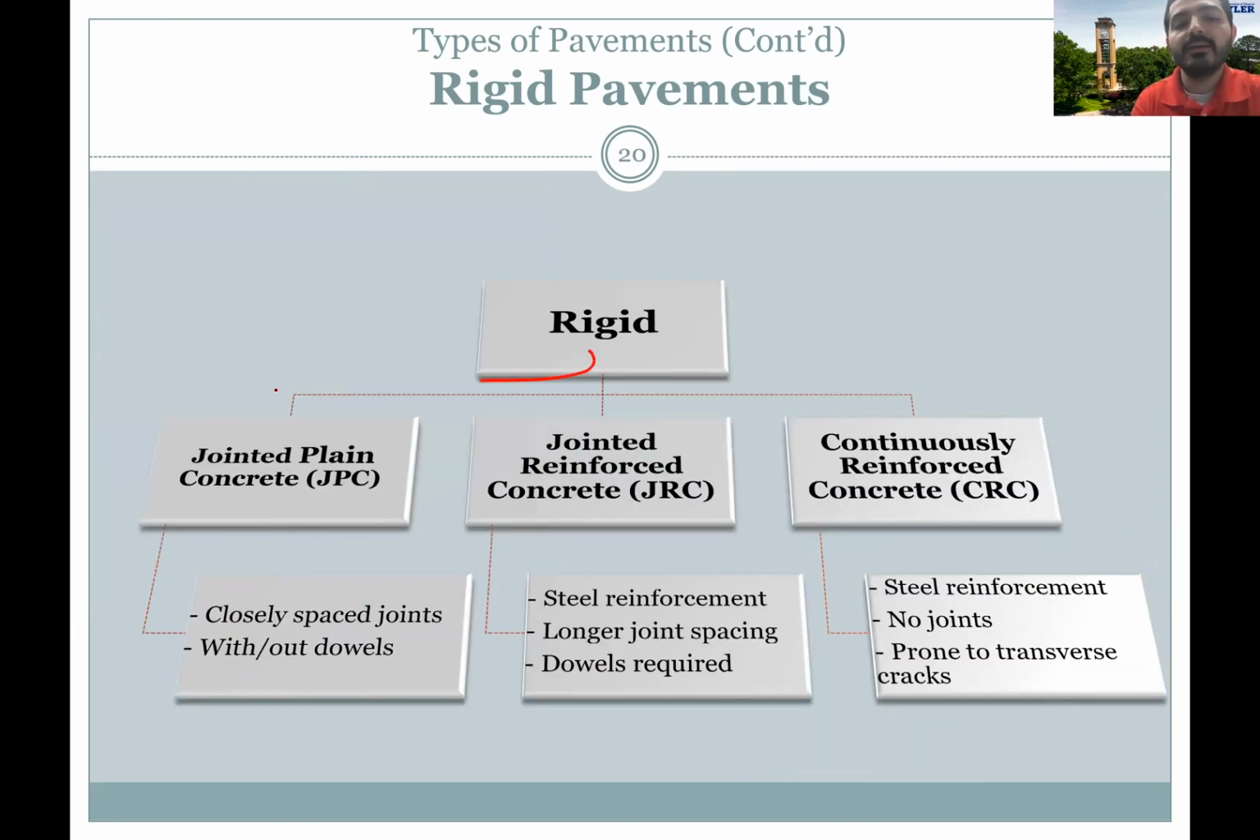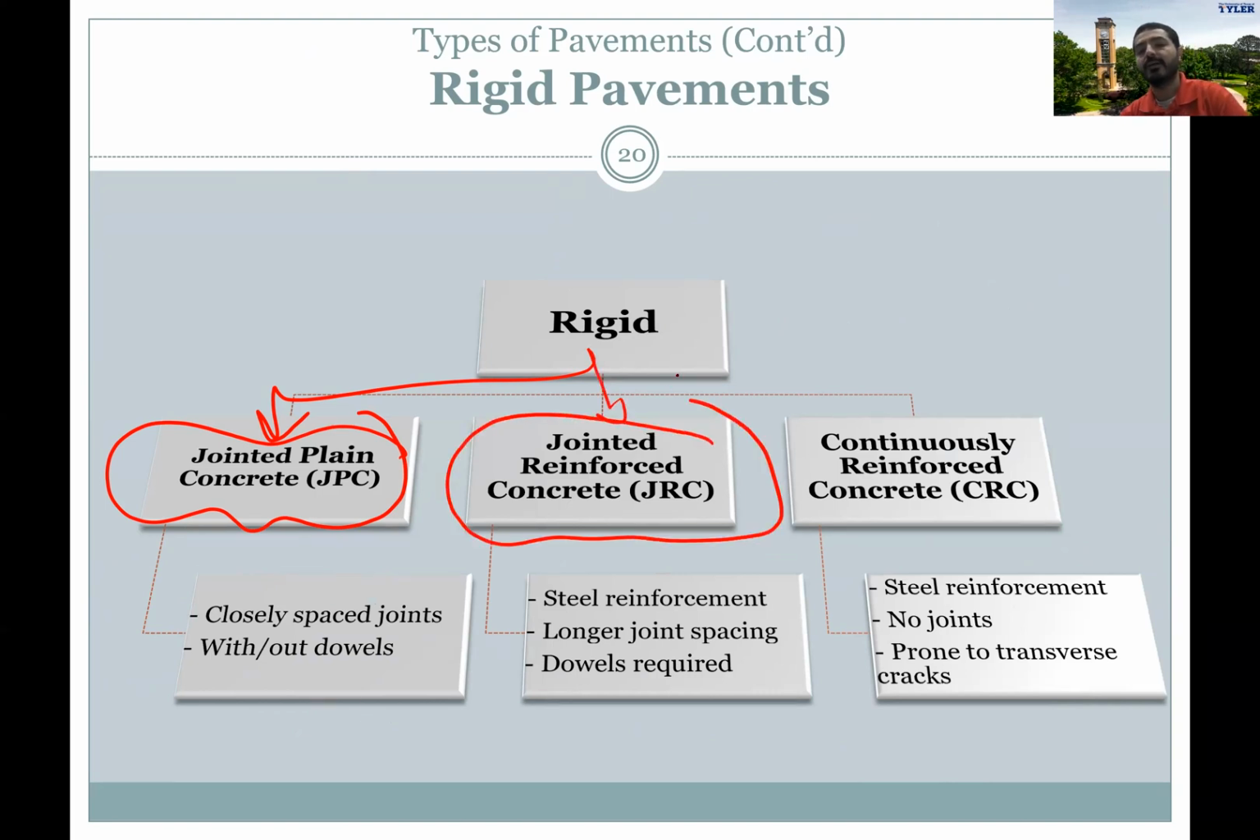Rigid pavements, again, can be jointed plain concrete, which has small joints that are closely spaced without any dowel bars, or we can have somewhere in between, which is jointed reinforced concrete. There is some steel reinforcement, and therefore we end up with longer joint spacing, but we will need some dowel bars. Or it can be continuously reinforced concrete, which is fully reinforced concrete, with steel reinforcement all over the place. There are no joints, and even if it's prone to transverse cracks, those cracks are going to be hair cracks, and this pavement is going to last a long time compared to jointed plain concrete.